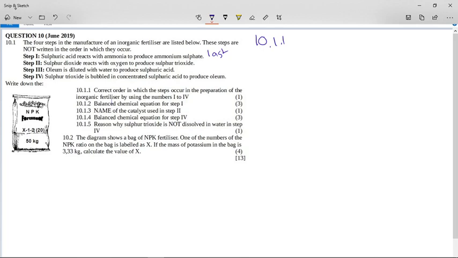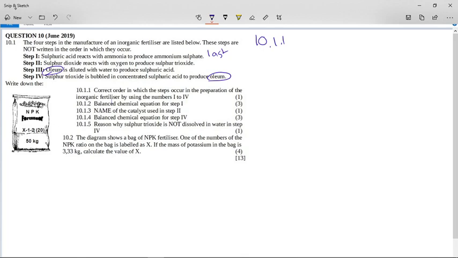Sulfur dioxide reacts with oxygen to produce sulfur trioxide. This looks interesting. It's quite near the beginning. Oleum is diluted with water to produce sulfuric acid. This is later. Sulfur trioxide is bubbled into concentrated sulfuric acid to produce oleum. If you look here, here's oleum and here's oleum. Step 4, even if you don't know the process because you haven't remembered it, you can't be diluting the oleum until you've made the oleum. So just by pure logic, you know step 4 has to come after.